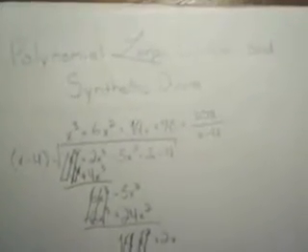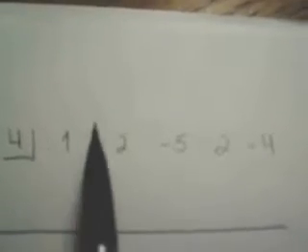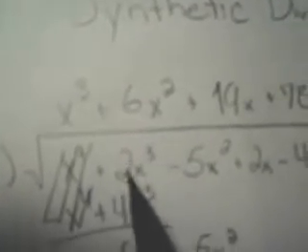Alright, now we're going to take this whole problem and we're going to do it in synthetic. Alright, basically how you set this up is this 4 right here is because it's x minus 4, so you take whatever makes that equal 0. So that's why that's 4, and for this you take what you want it to divide by. So see, it's 1, 2, negative 5, 2, negative 4. You do this in descending order from the powers. 1, 2, negative 5, 2, negative 4.